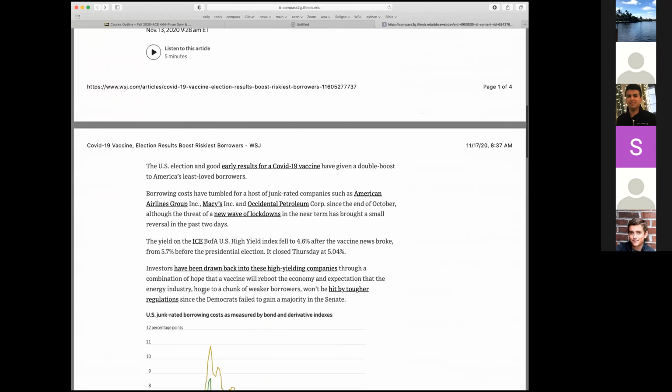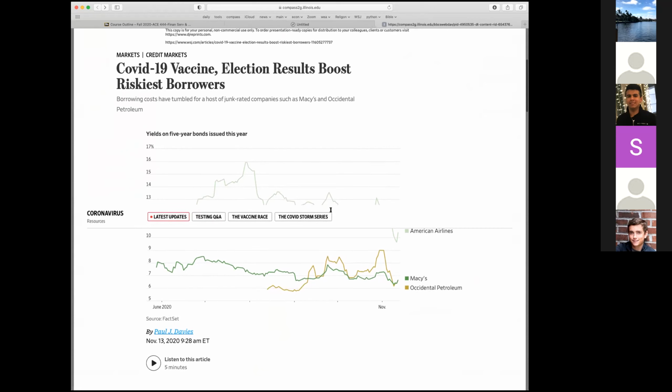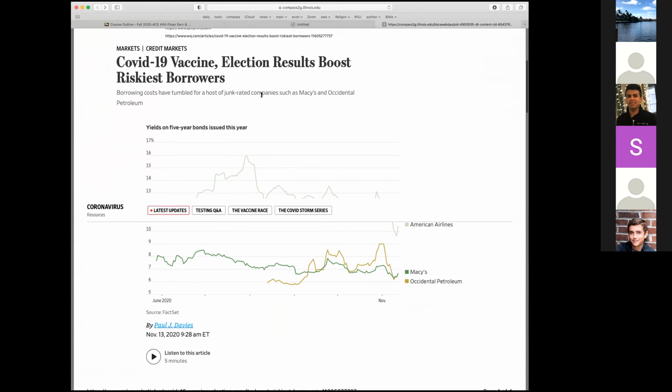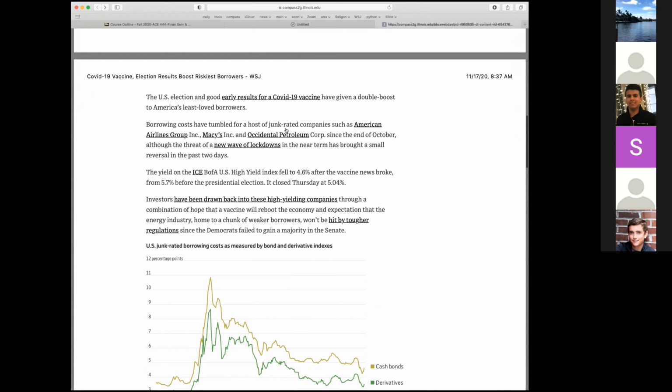Also, I wanted to note that borrowing costs have tumbled for a host of junk-rated companies such as American Airlines, Macy's, Occidental Petroleum. I put this one up there based on the borrowers. Again, the yields on these bonds have been falling, which is somewhat ironic right now, right?